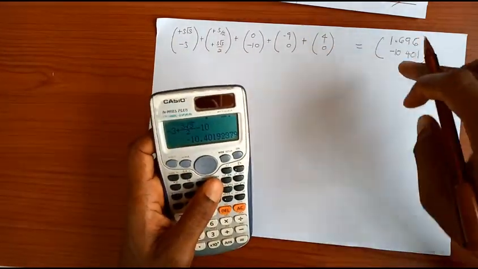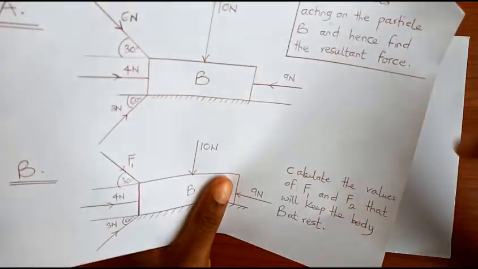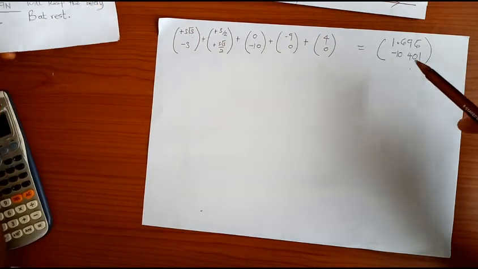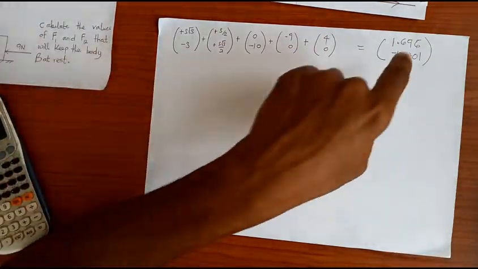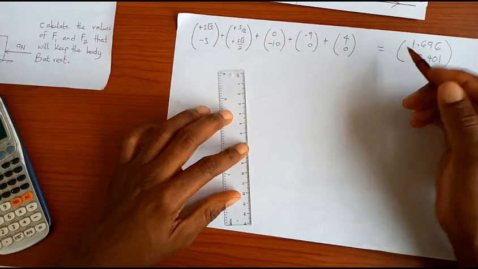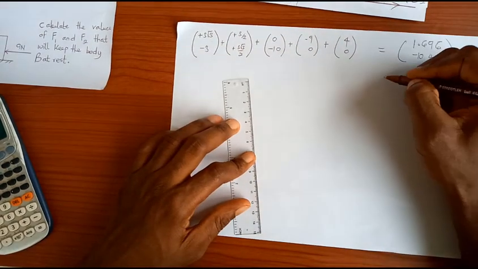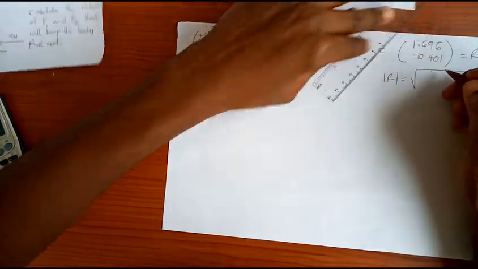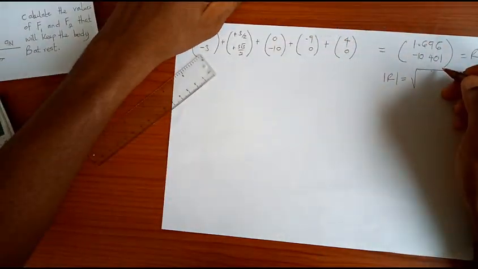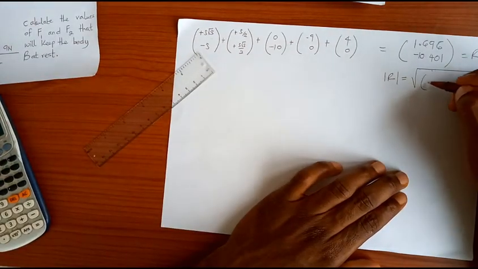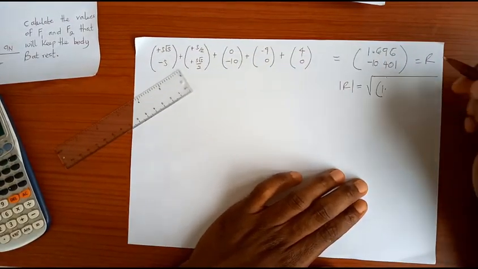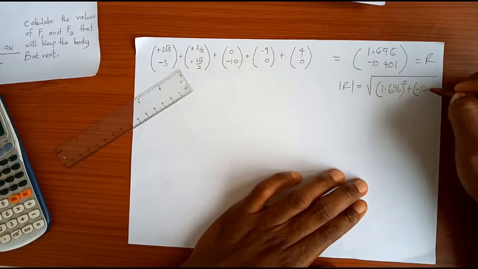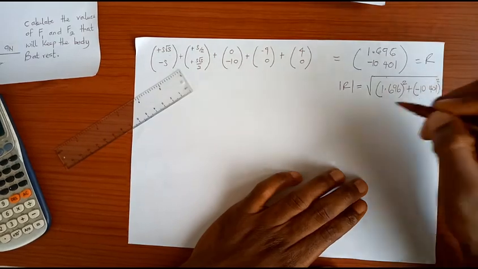So this is our resultant component. After resolving these forces, we've got our resultant component. So now let's find the resultant force, that's the magnitude of this. So this is our R. To find the magnitude of R, what we need to do is find the square root of this x component, 1.696 squared plus negative 10.401 squared.